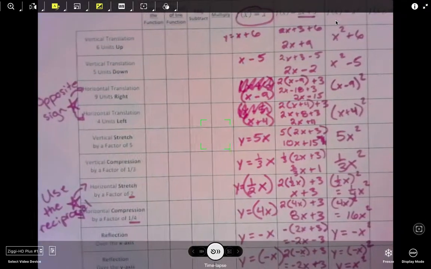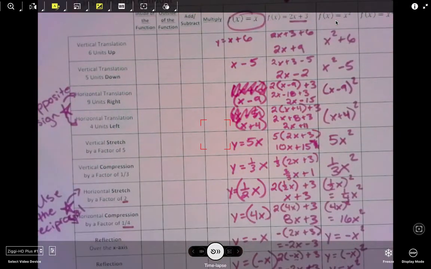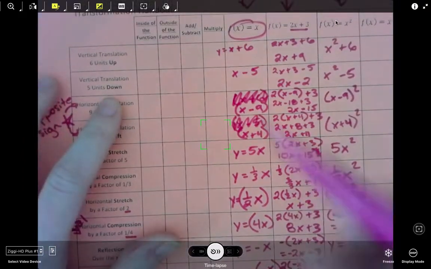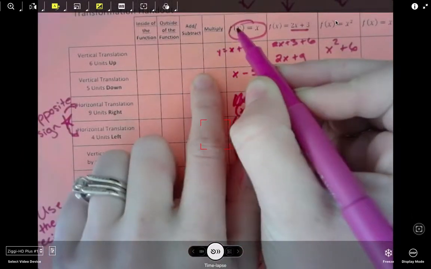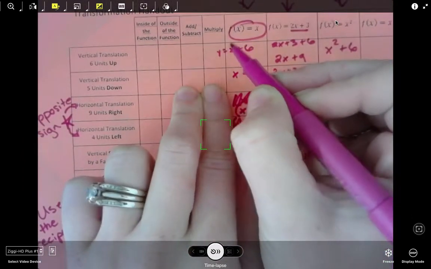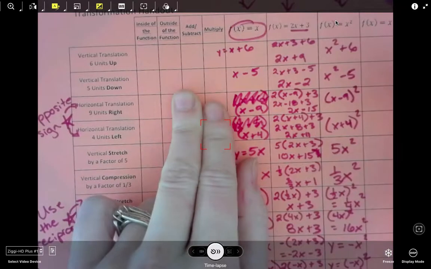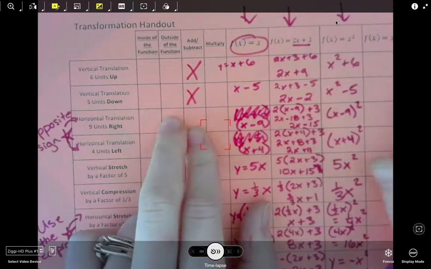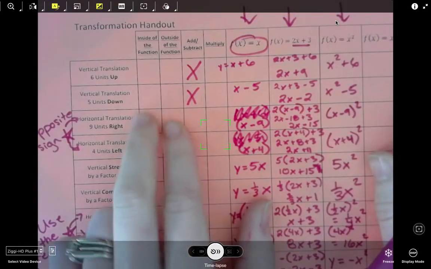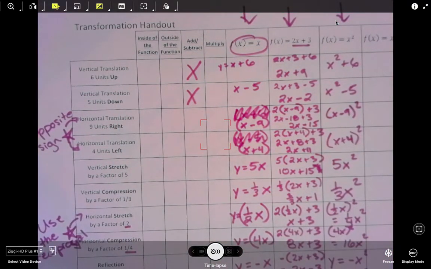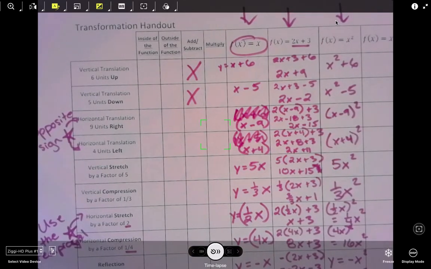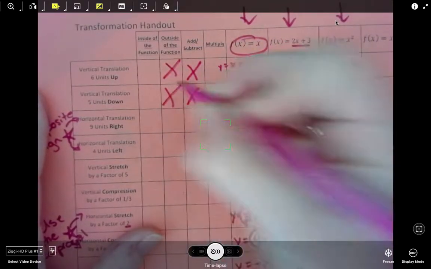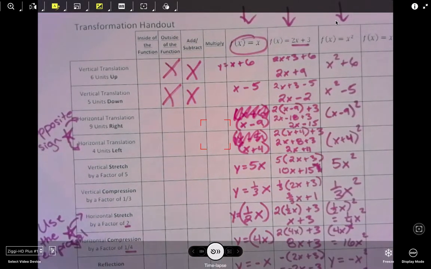Just real quick. Okay? When you're doing a vertical translation, up or down, are you adding and subtracting or are you multiplying? You're adding and subtracting. So we're going to put an x in that column. You're not multiplying. And are you doing it inside of the function, like inside parentheses, or outside the parentheses, like tacked onto the end of the function? Outside. So this is like the little key code here. Okay?